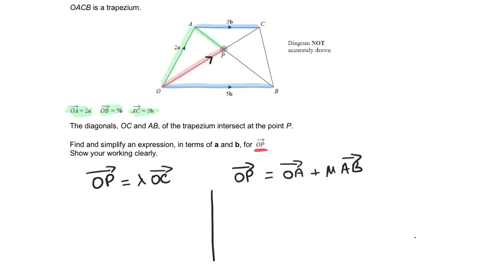So, lambda OC. OC, how do I get from O to C? What is the direction? We know that this length will always be the same. This is 2A plus 3B. So this is lambda 2A plus 3B. Okay, if I was to expand this out now, I'm going to get 2 lambda A plus 3 lambda B. That's it. I cannot go any further with that, can I?